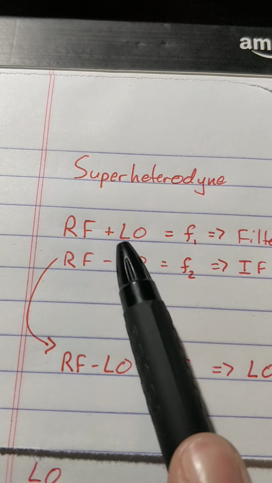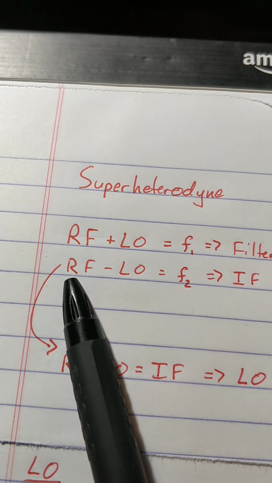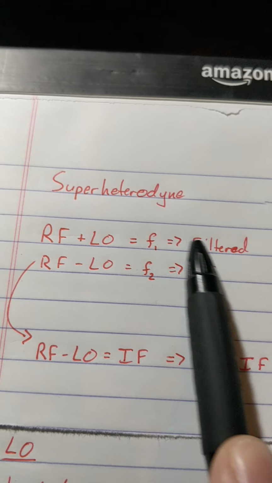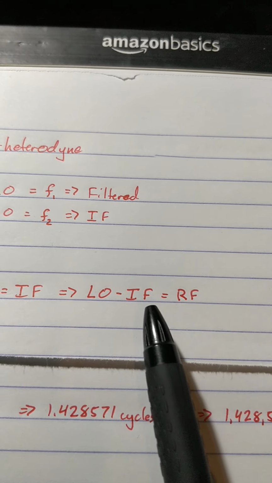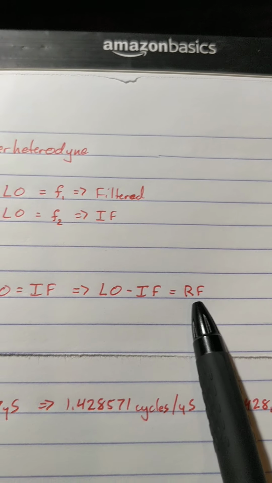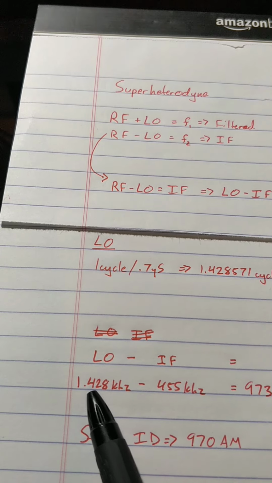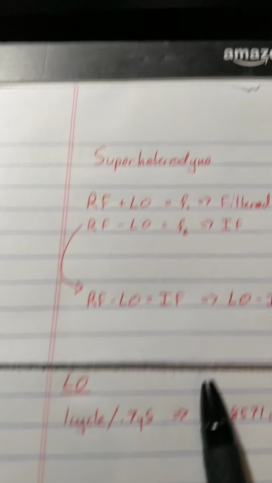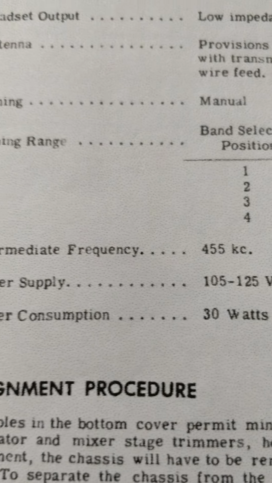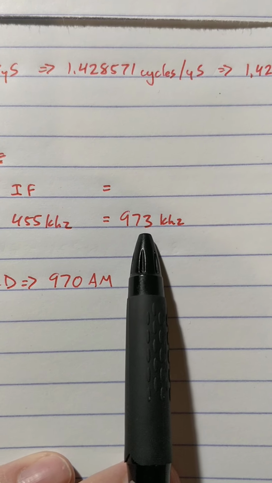Okay, so coming back up here to this formula where we have our radio frequency minus our local oscillator equals our IF, we can turn that all around and say that the local oscillator frequency minus the intermediate frequency equals our radio frequency. And so what I've done is I've taken that 1.428 kilohertz and I've subtracted out the intermediate frequency, which I know by looking at the service documentation for this radio. So it's 455 kilohertz. And then I get a result of 973 kilohertz.